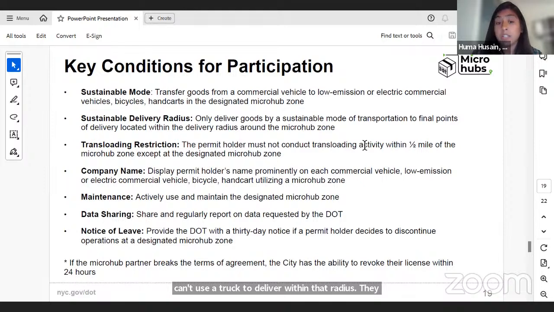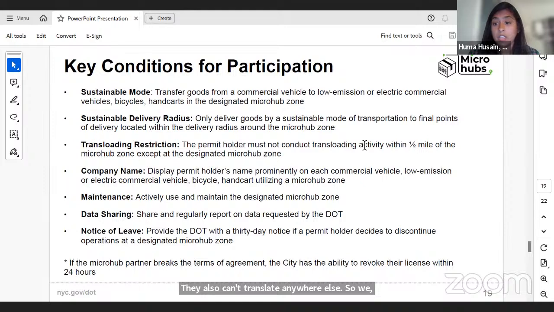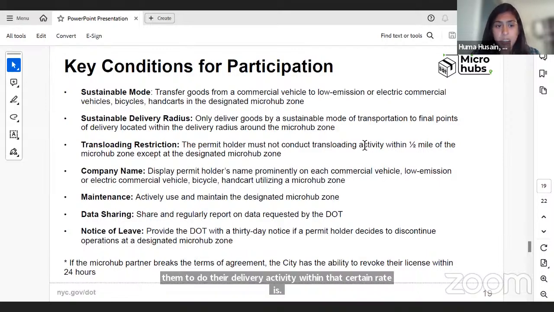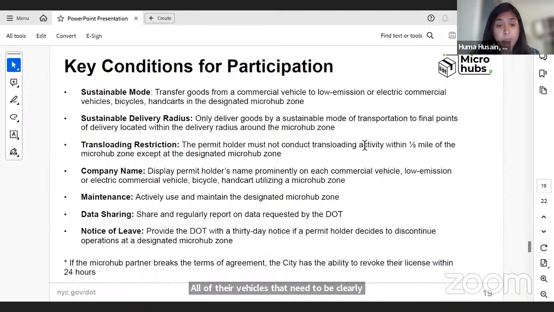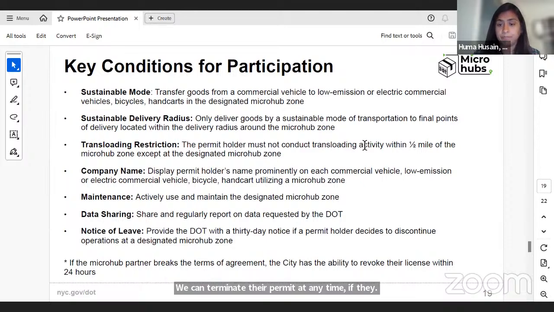They also can't transload anywhere else. So if it's UPS, we don't want to see another truck a half a block away doing the same activity and offloading and double parking. That's the space that's designated for them to do their delivery activity within that certain radius. All of their vehicles would need to be clearly displayed with their company name. That's for enforcement purposes. They would have to maintain the site. They would have to share data with us, and we can terminate their permit at any time if they don't follow any of these rules.